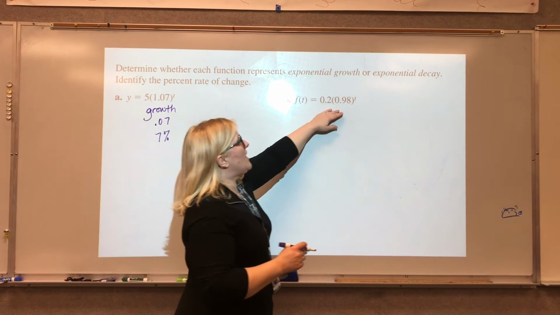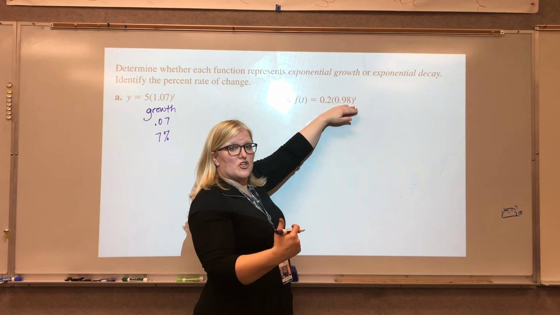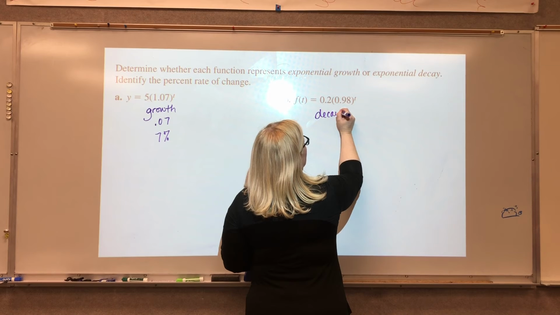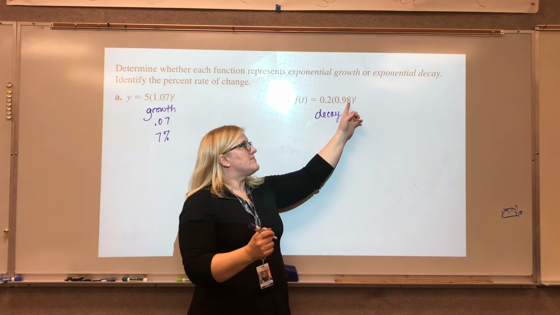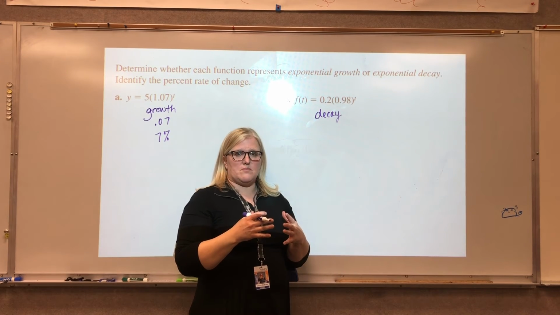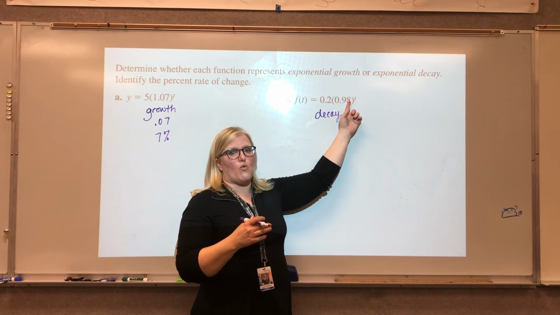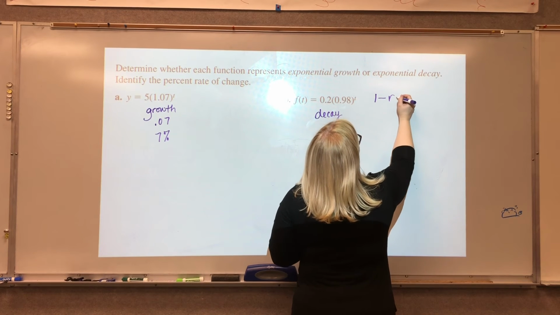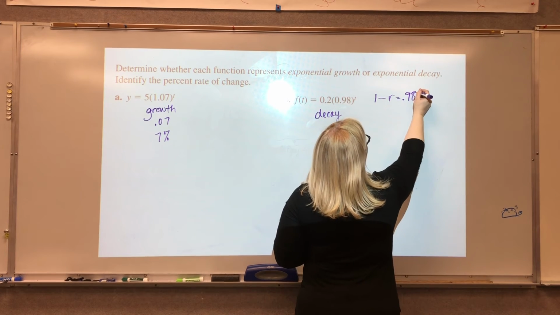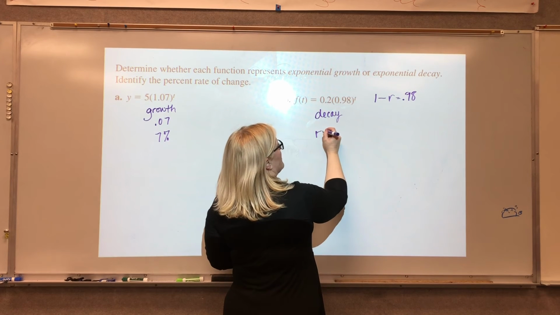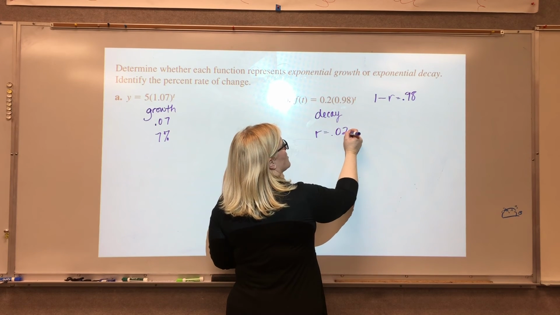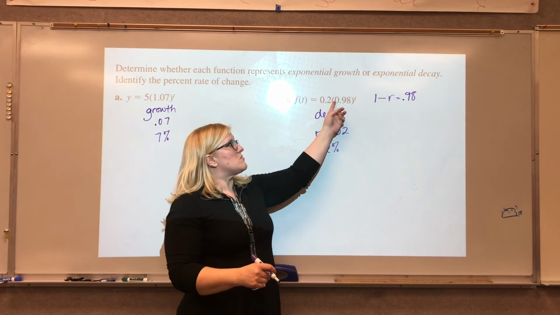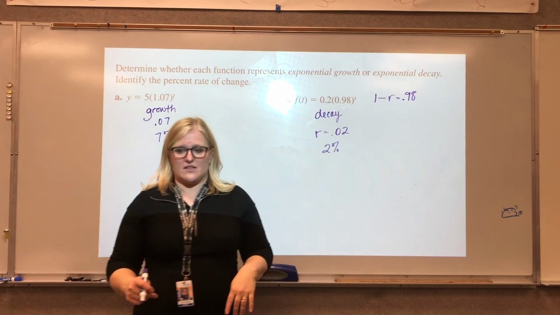Okay, over here, my number in parentheses is under 1. So this is exponential decay. And I can tell what my rate is because I just subtract this from 1. Remember that it's 1 minus r. So if 1 minus r is 0.98, that means that r is going to equal 0.02. So this is 2%. So you're just subtracting this from 1, and that gives you your rate.